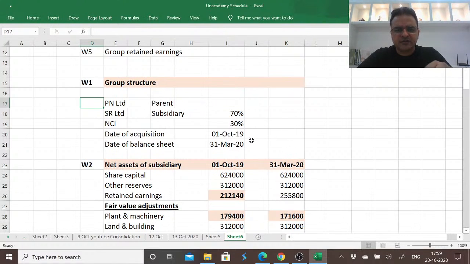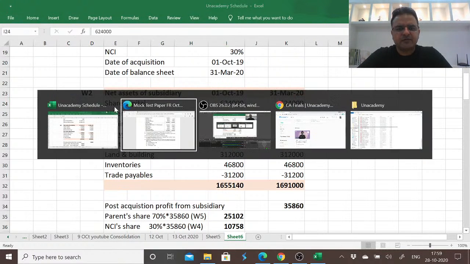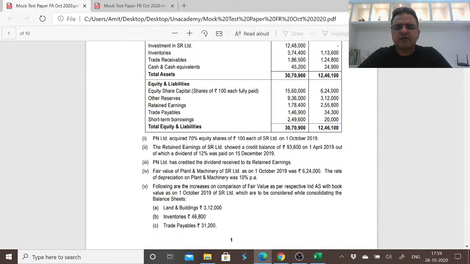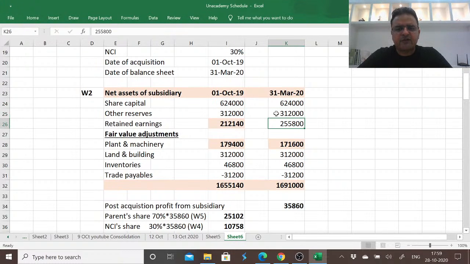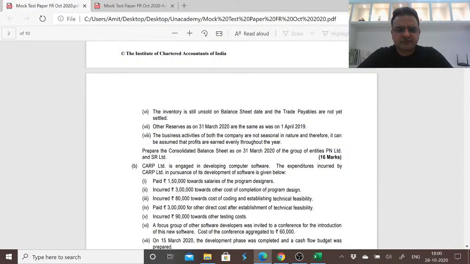So it was in the middle of the year, so there was a gap of 6 months between the date of acquisition and the date of balance sheet. Working note number 2, net assets of subsidiary on date of acquisition and date of balance sheet. Share capital we could pick from the information available: 624,000 is the share capital, same amount on the date of balance sheet. Other reserves we could pick directly from the balance sheet provided, 312,000 and 255,800. This 312,000 we included when it was mentioned that other reserves as on 31st March 2020 are the same as was on 1st April 2019.